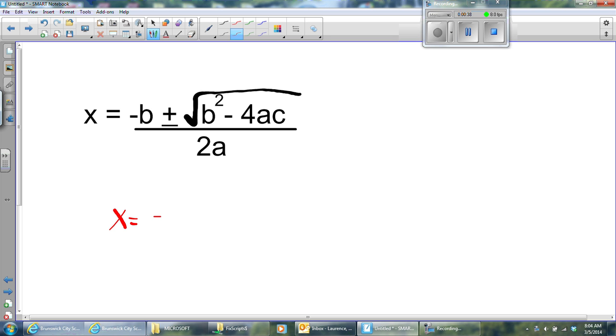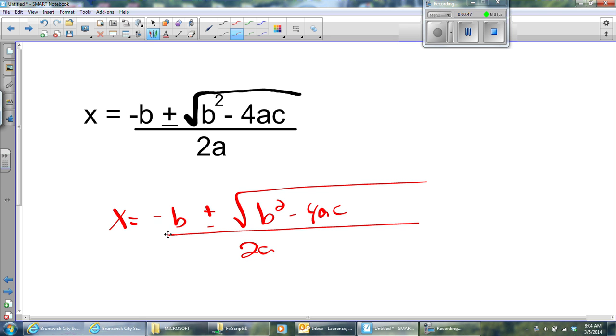X equals negative b plus or minus the square root of b squared minus 4ac all over 2a. If you get this down, hey, wait a minute, Bradley, you weren't singing.